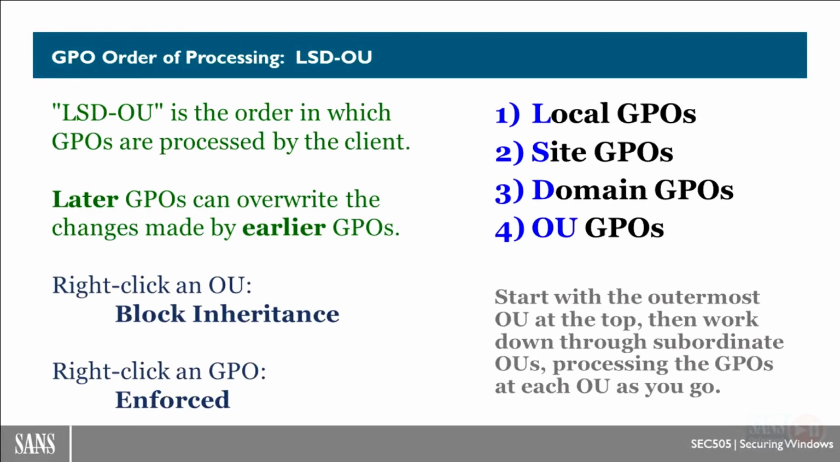What happens if I have multiple group policy objects that all apply to the same machine? Which group policy object wins? There's an order in which group policy objects are applied, and later GPOs can overwrite the changes made by earlier GPOs. Now, the acronym to memorize for both real life and the exam is LSDOU. LSDOU, that acronym, summarizes the order in which group policy objects are applied.